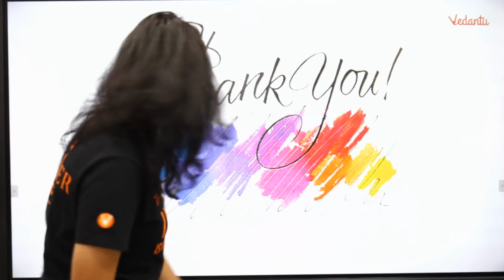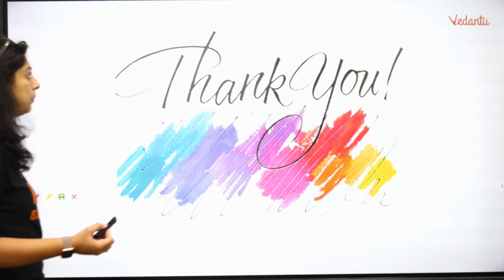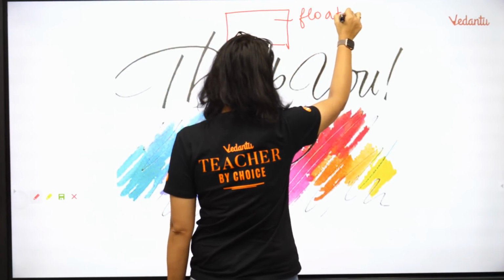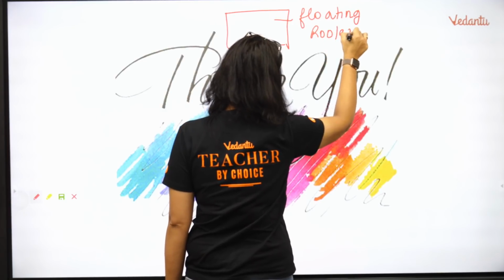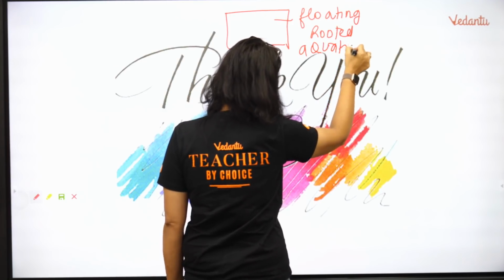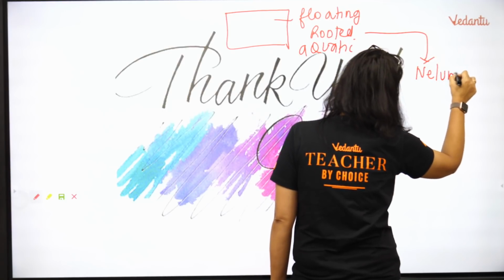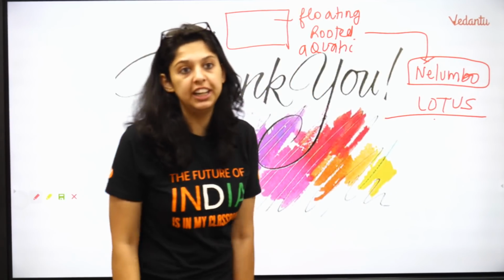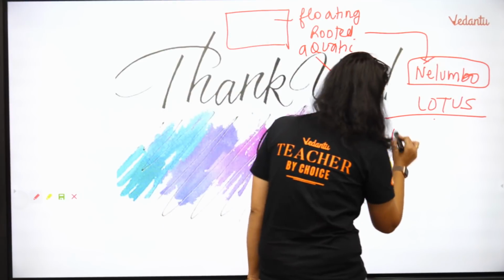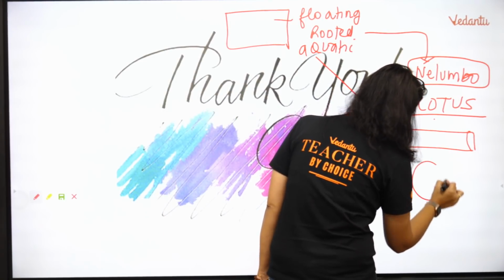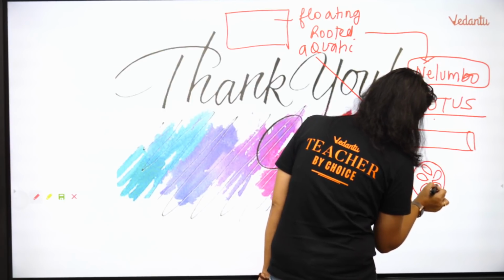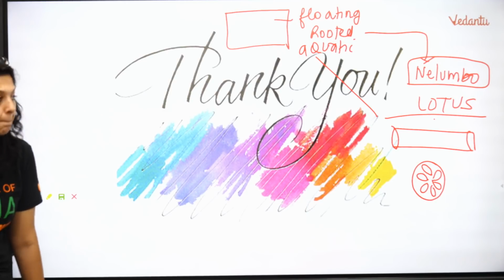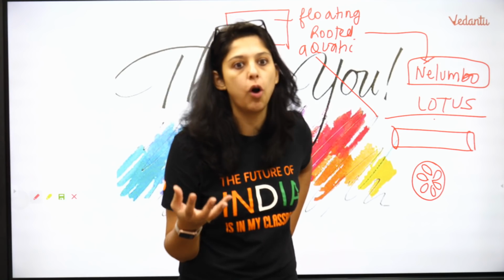I asked you that please tell me a floating but rooted aquatic plant. So some of you said it is Nilambo, lotus. Nymphaea is water lily, and this one, in Hindi we call it kamal kakdi. You must have had it. When you cut it, it has these aerenchyma like this, right? And you make pickle out of it. Not water lily. Nymphaea is water lily. It is Nilambo.